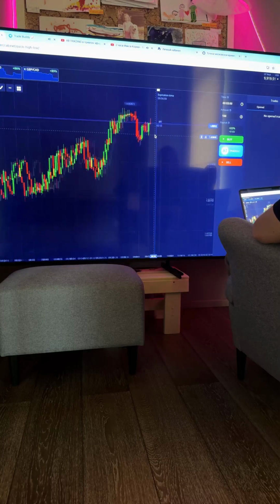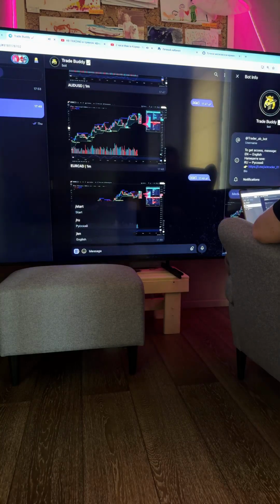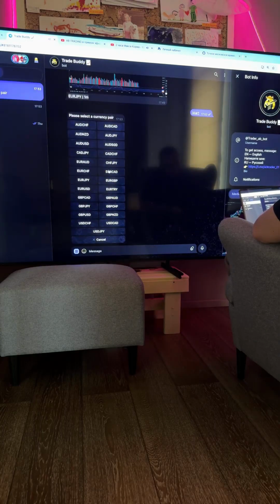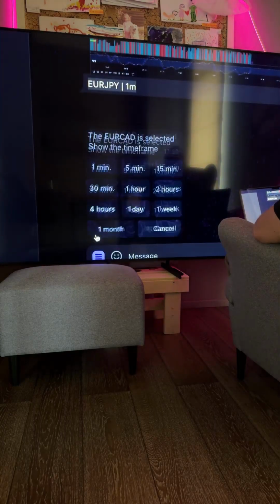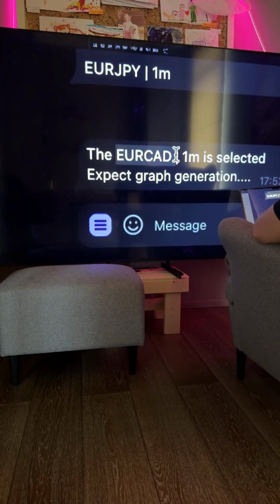Here's a moment with the Euro Canadian dollar. Let's take a look at the start. The currency pair is EUR CAD, Euro Canadian dollar, on the 1 minute time frame. I'm requesting this currency pair from the bot.